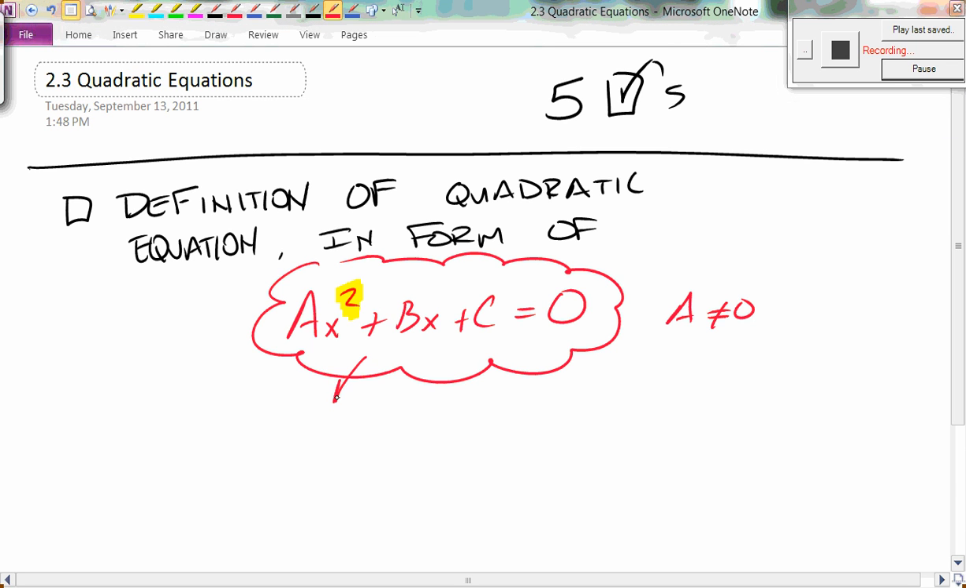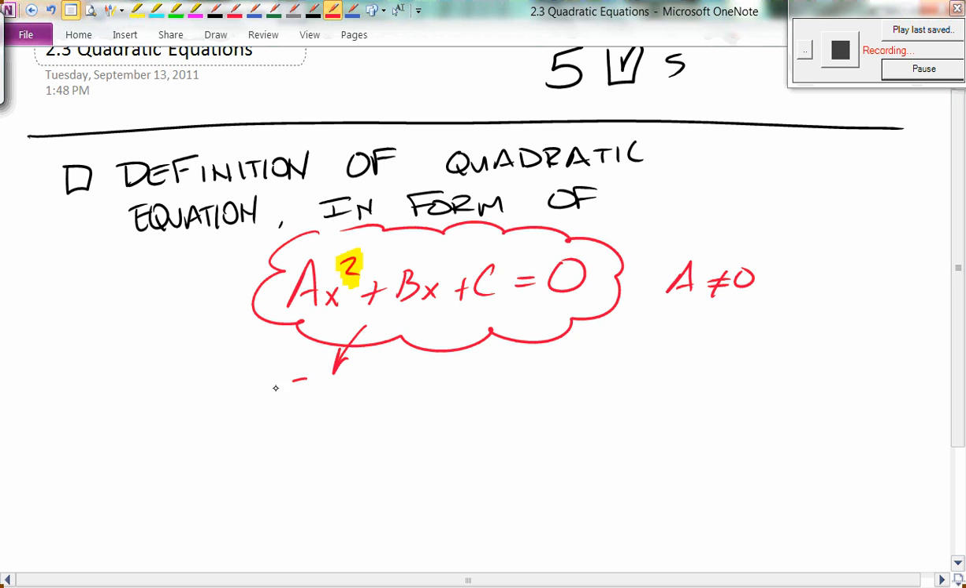It's written in a certain way. Does anybody see what it is? Standard form, yes. Why? Because it's standard, that's not good enough. Why is this in standard form? Because the powers are decreasing in order from left to right.